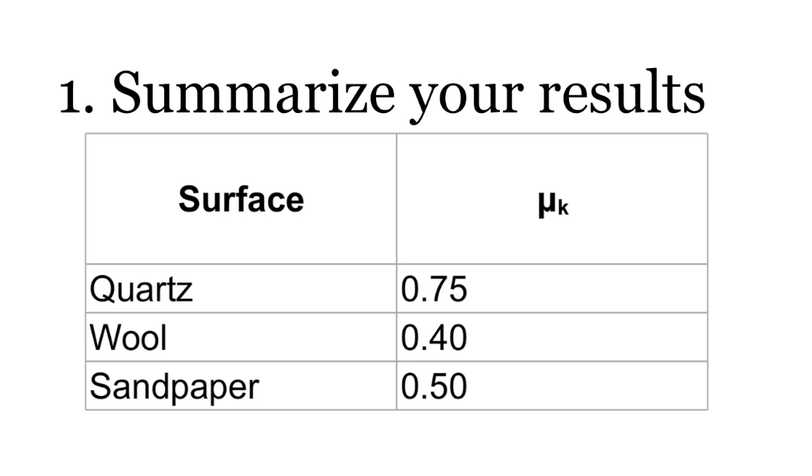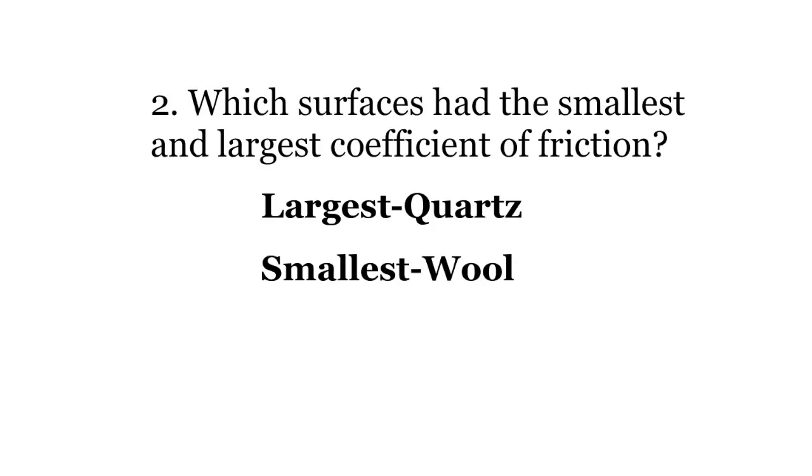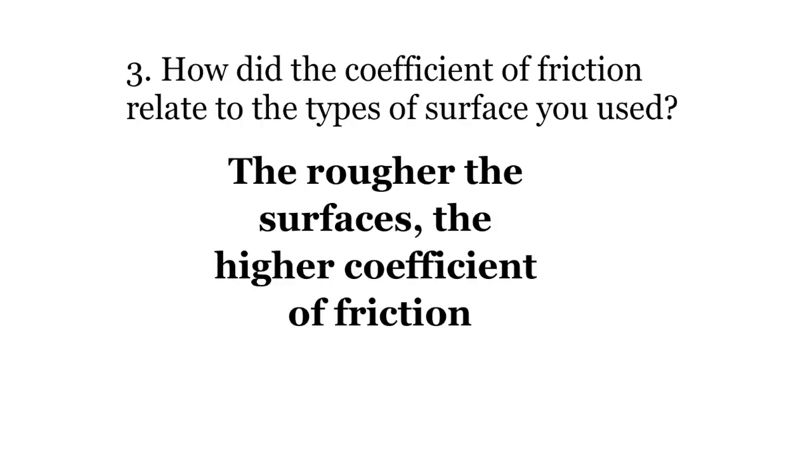Conclusion. 1. Summarize your results. Quartz has a coefficient of kinetic friction of 0.75, wool of 0.4, and sandpaper of 0.5. Question 2. Which surfaces has the smallest and largest coefficient of friction? The largest is the quartz and the smallest is the wool. 3. How did the coefficient of friction relate to the type of surface you used? The rougher the surface, the higher the coefficient of friction.